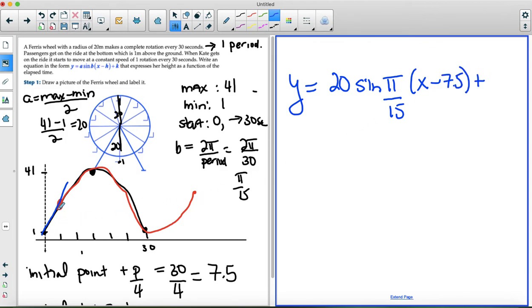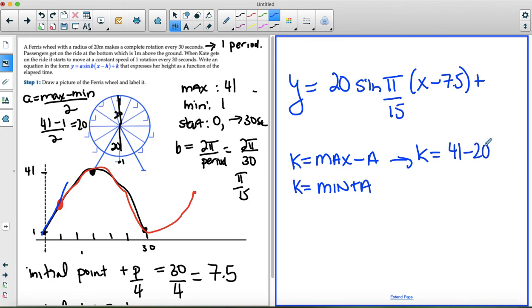Now the k, oh, forgot to talk about the k. The k is going to be the middle, so we did talk about that formula before, so k is equal to max minus a, or k is equal to min plus a. So our k is equal to the max, which is 41, minus the 20, and that makes 21. So we put 21 up here. And that's our final formula.